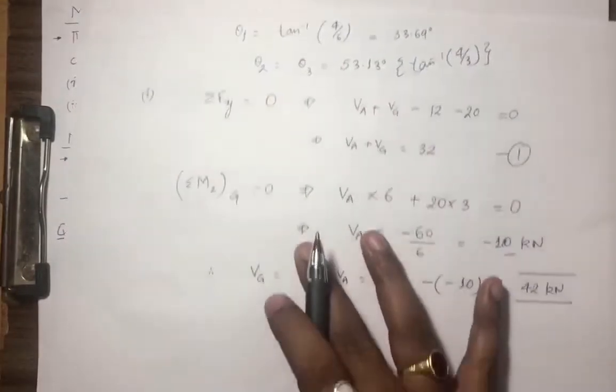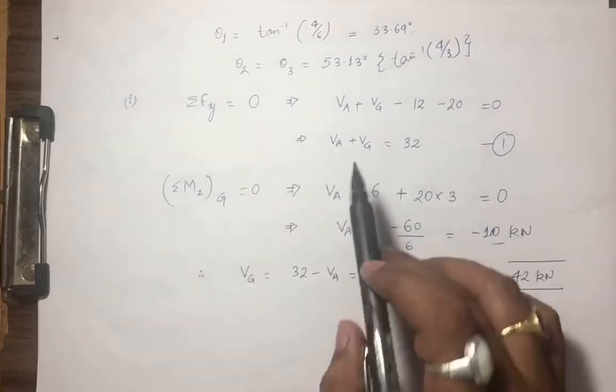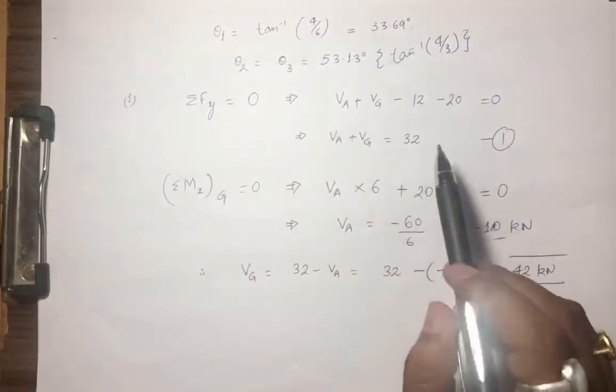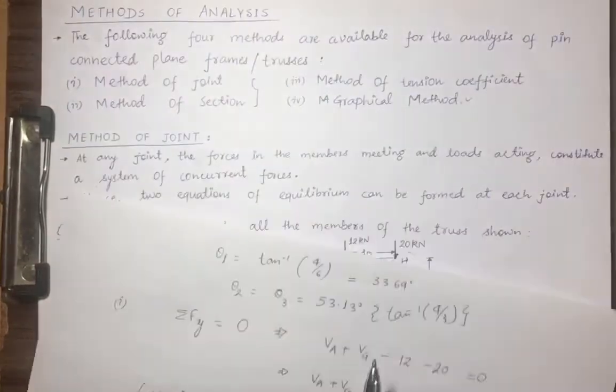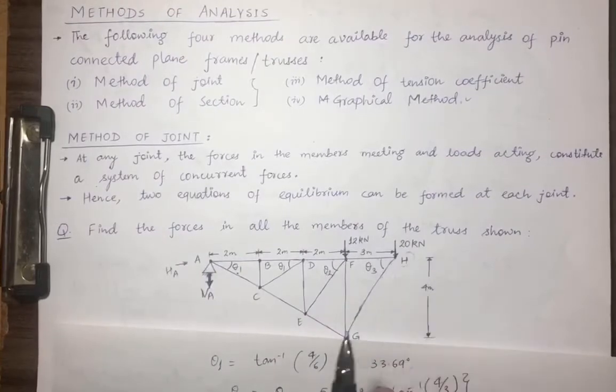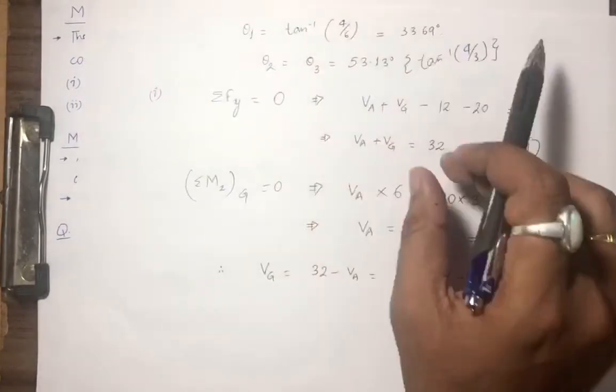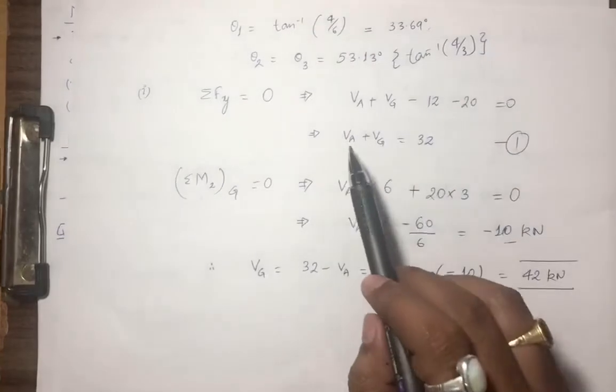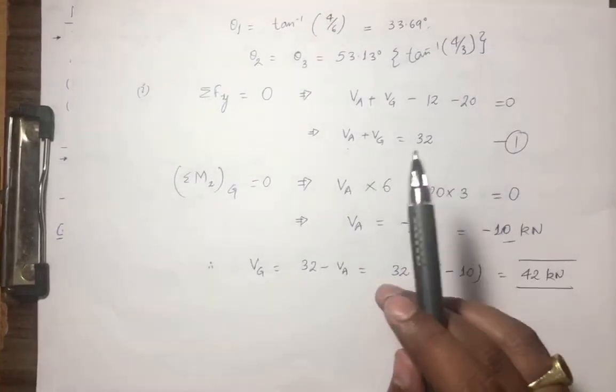So summation Fy is equal to 0. Two reactions are there, Va and Vg, and two loads are 12 and 20. Both directions are opposite. So this is plus, this is minus. So Va plus Vg is 32.